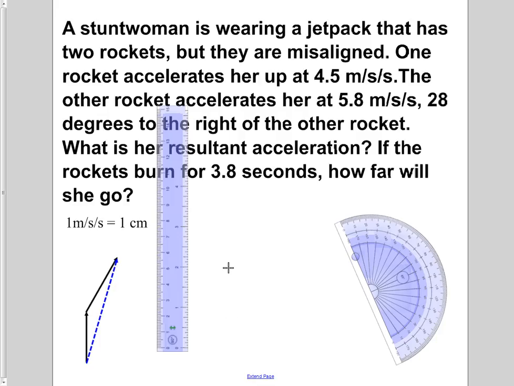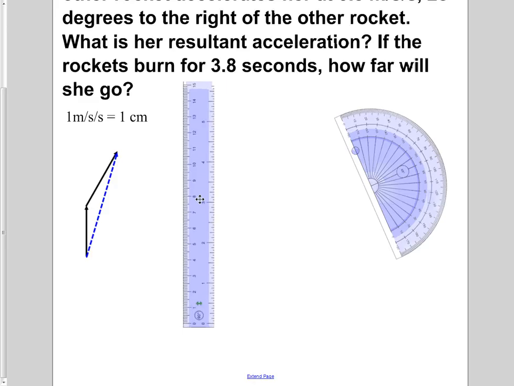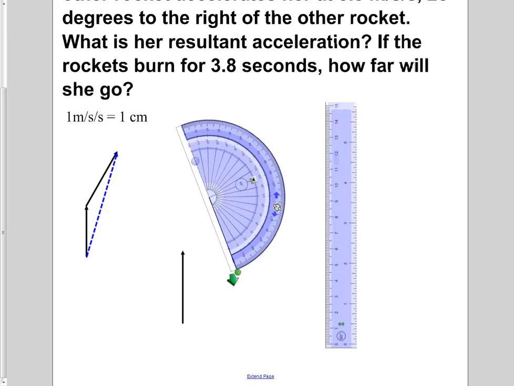But in order to do this well, I need to break out my ruler and make good measurements. So I'm going to extend the page a little bit so I have a little bit more space, and start by putting my ruler straight up. And I'll make the first vector. Remember, it's 4.5 meters per second squared, so I'll draw that vector 4.5 centimeters long. There we go.